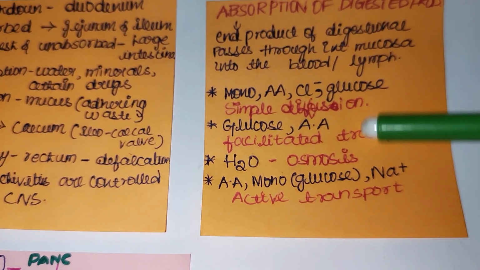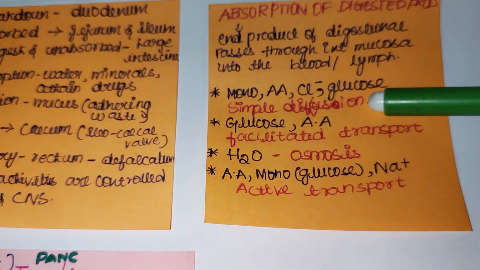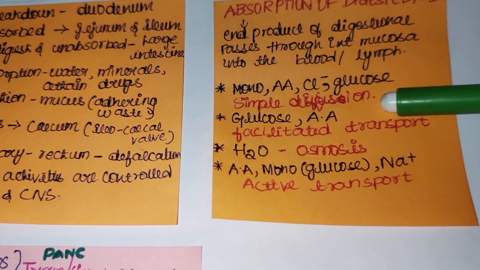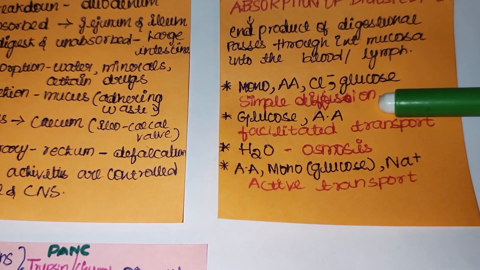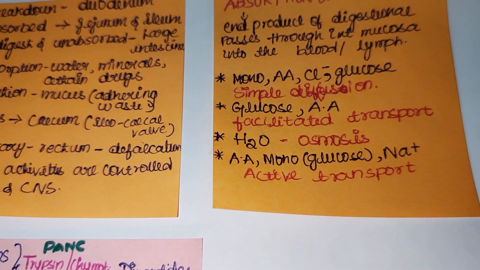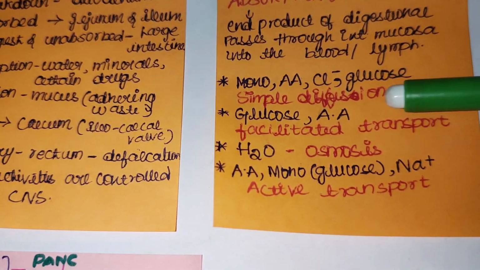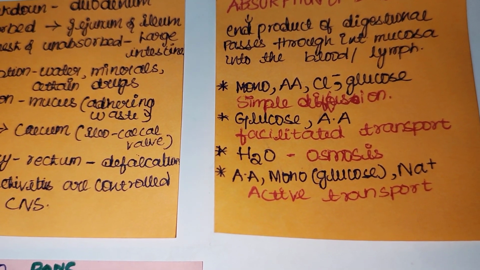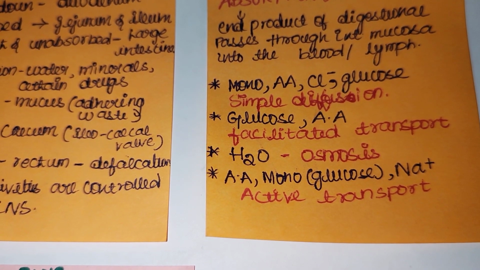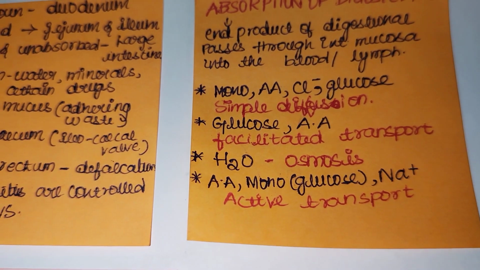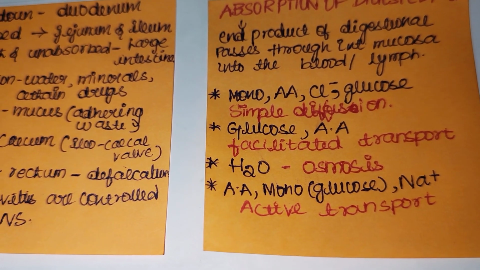Now what are the different types of absorption we have here? Simple diffusion, facilitated transport, osmosis and active transport. So what is simple diffusion? Simple diffusion is simply movement from higher concentration to lower concentration. Okay, it depends on the gradient. What is a gradient? It is nothing but a difference. If you have 10 molecules here and 2 molecules here, the flow of molecules from the 10 to the 2, that is higher concentration to lower concentration, is simple diffusion.